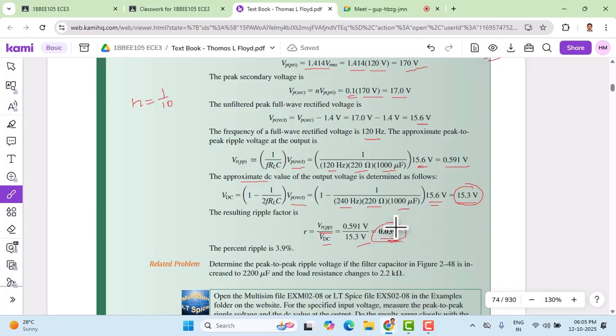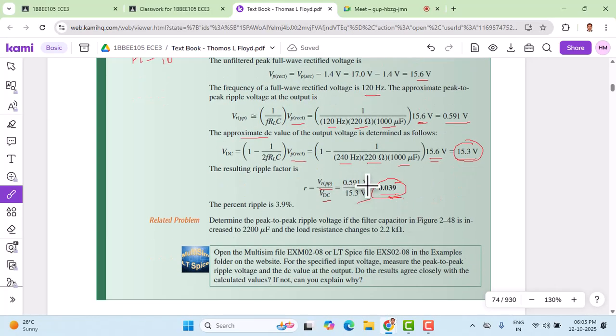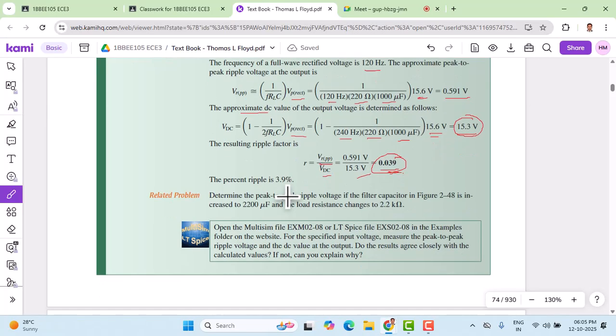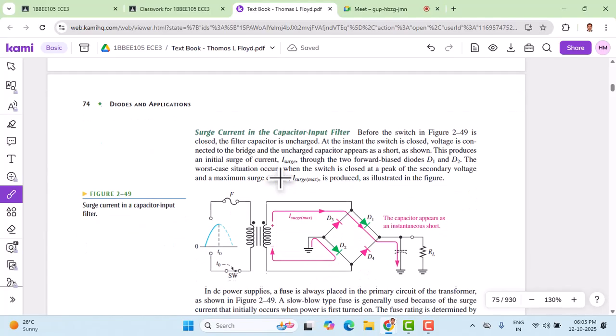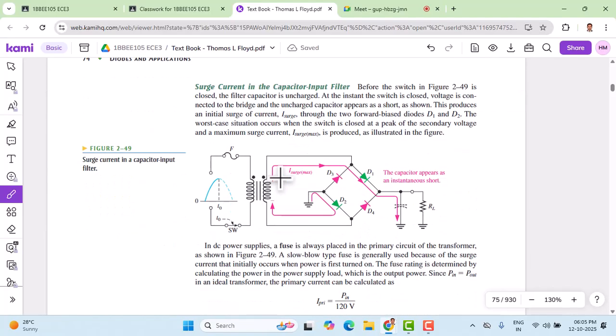So it's very little compared to the ripple without filtering. You can measure the ripple without filtering, and that will be a huge value. So in that context, this ripple is very small after filtering. And there is a related problem. Students are advised to go through the related problem. And now let us look at what the surge current is in the capacitor input filter.